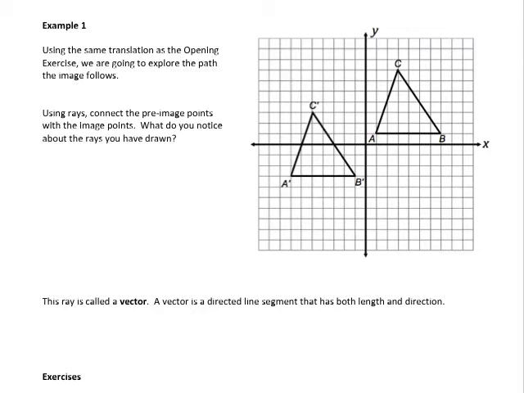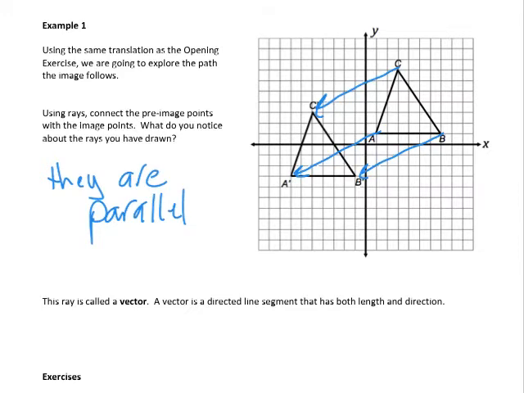Okay, so we have the same image that we had in the opening exercise, and what we're going to do is connect with rays the pre-image to the image. I'm going to start at A, using a straight edge, and make a ray, which is an arrow, to A prime. Then I'm going to do the same thing at B, arrow to B prime, and C to C prime. Now if you look at those three rays, they have common properties: they are parallel to each other. All the rays are parallel.